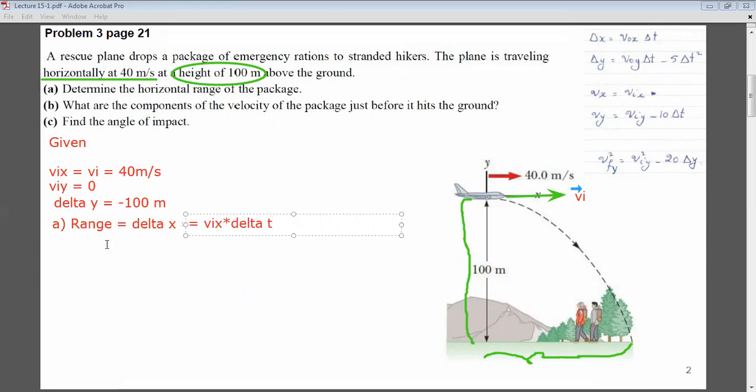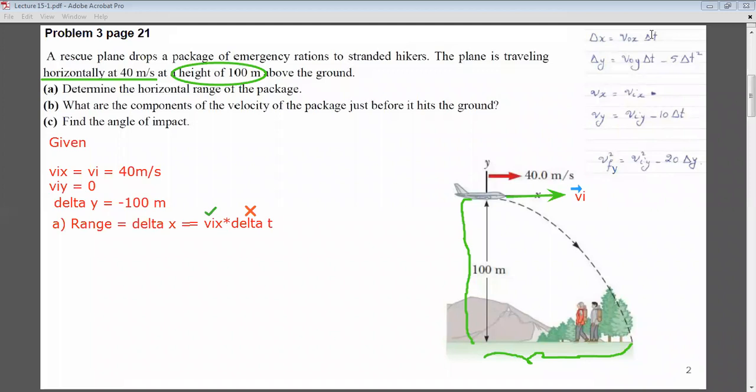Okay, this implies we have the initial v x, but we don't have delta t. So we need to calculate delta t before we can use this equation. Notice if we try to use any other equation with delta x, here there is no delta x, here there is no delta x. So none of the other formulas can allow me to get delta x. So I must choose this formula, but first I must calculate delta t.